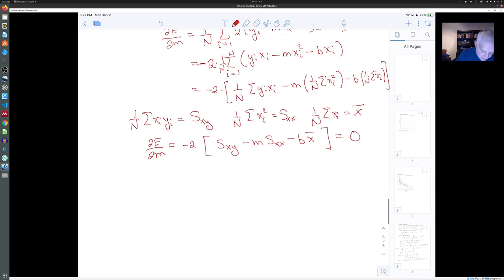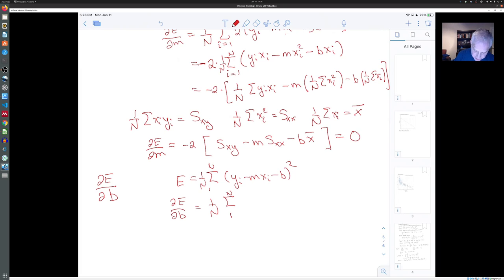Now let's do the partial derivative of E with respect to b. So we have, again, E equals 1 over n sum from 1 to n of (yi minus m xi minus b) squared. So the partial derivative of E with respect to b is 1 over n times the sum from 1 to n of 2 times (yi minus m xi minus b). And now the chain rule just gives us a minus 1, which is the coefficient of b. Let me start again there.